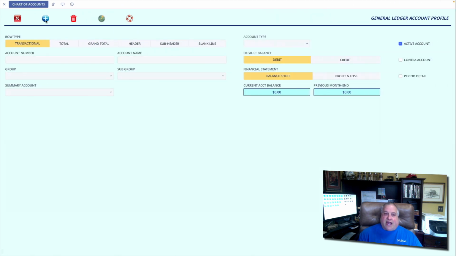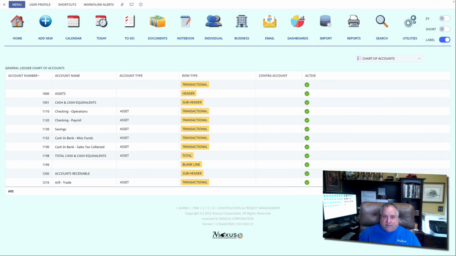The other three options are formatting accounts: headers, subheaders, and blank lines. Let's look at a couple of examples of those and then look at how all of this comes together to enable us to create a financial statement.